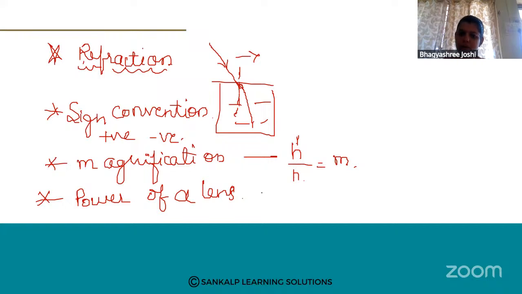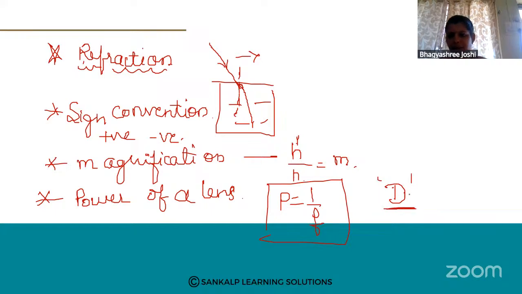Then power means what? It is the capacity of convergence or divergence. How much converging capacity there is, how much diverging capacity there is, that is called power of a lens. And power of a lens P is equal to the reciprocal of the focal length. Okay, remember. And SI unit of power of lens is diopter. That is denoted by the letter D.